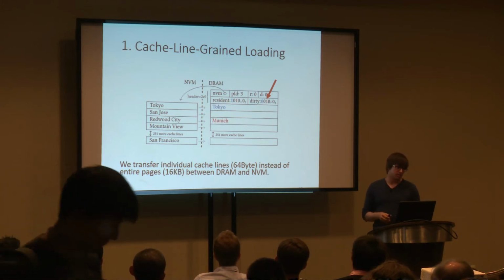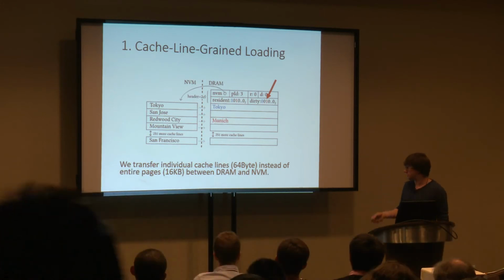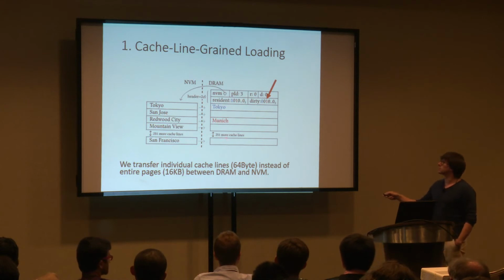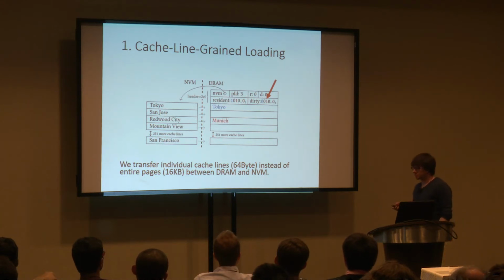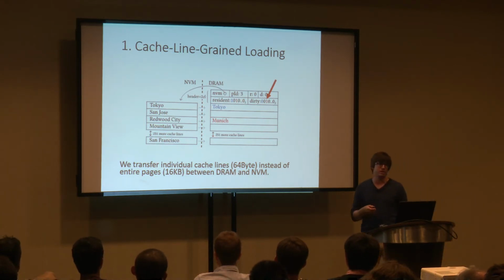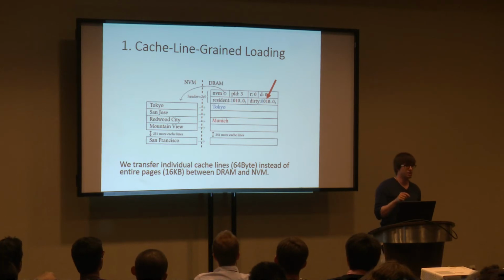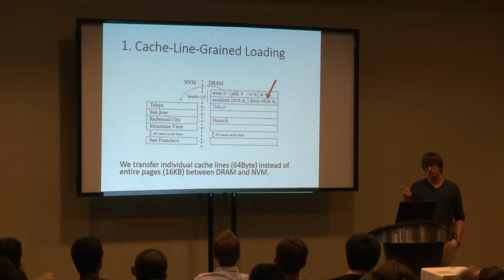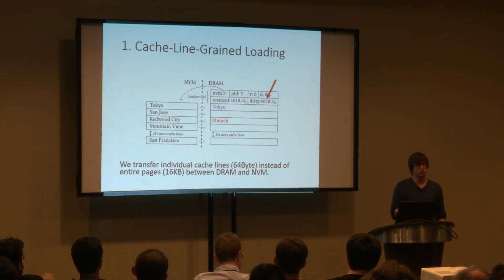However, there's still a problem which is a little bit hidden here, but you can see it by looking at this number. Any of these pages in our system is 16 kilobytes, so we have 256 cache lines. So in the example here where we only load 2 cache lines, we actually wasted the majority of the cache lines. So we waste a lot of precious DRAM, and we want to be cost efficient, right?